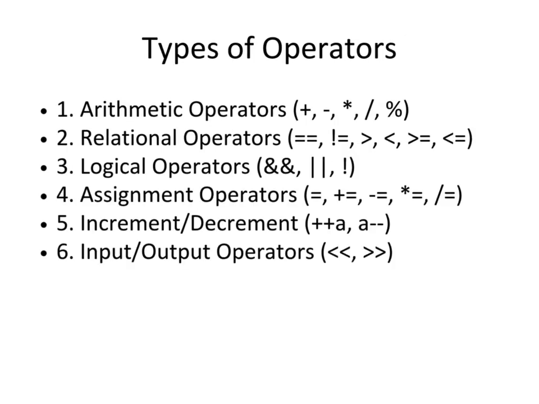Types of operators. C++ has many types of operators. Let's go through them one by one. Arithmetic operators like plus, minus, divide, and modulus. Relational operators to compare values like equal, not equal, greater than. Logical operators like and, or, and not. Assignment operators like equal to, plus equals. Increment and decrement operators. Input, output operators, used with cin and cout.